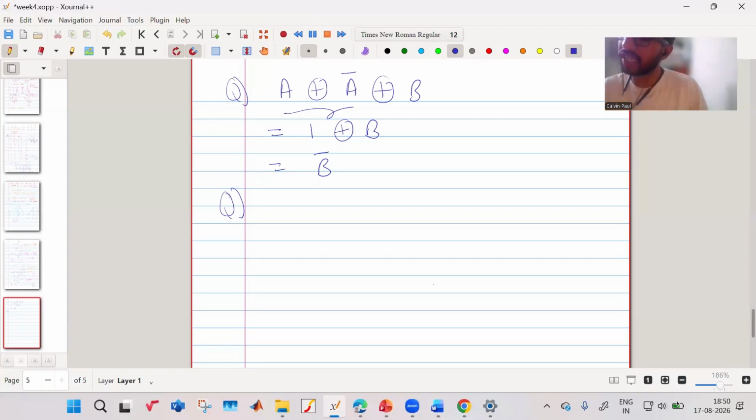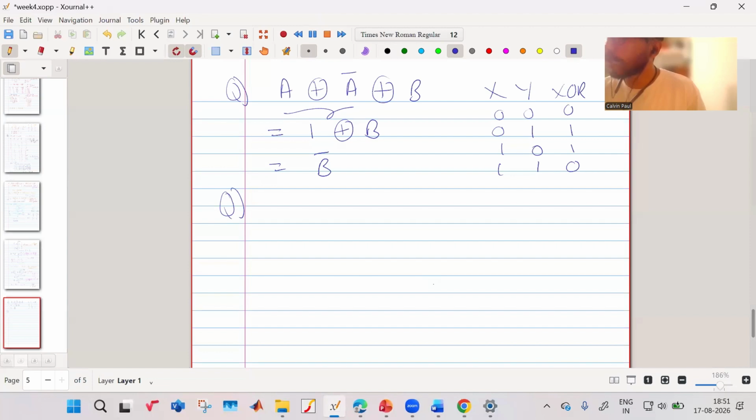So a simple way to do it would be to use a truth table. You can have a truth table with X, Y, and the XOR of that: 0 0, 0 1, 1 0, 1 1. So what is that? 0 XOR 0 is 0. 0 XOR 1 is 1. 1 XOR 0 is 1. And 1 XOR 1 is 0.